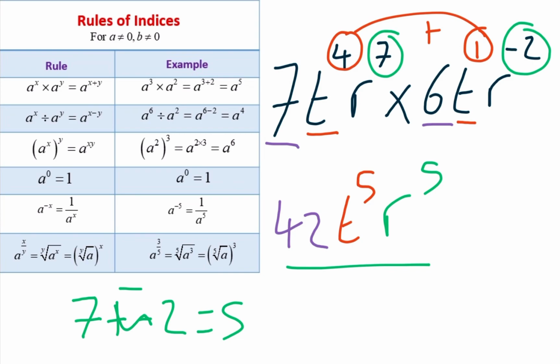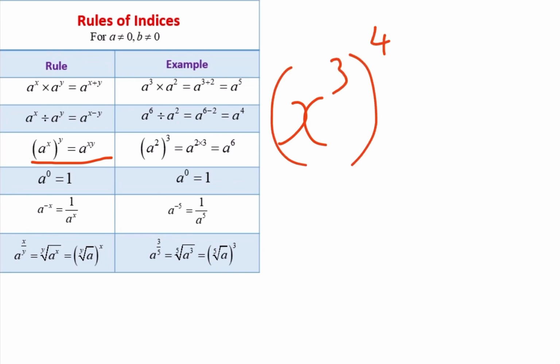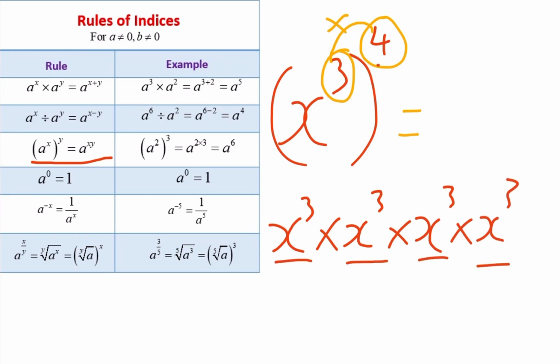Our next index law states that if you've got a power in a bracket with a power on the outside, so a power outside of a power, we circle, connect them, and we multiply them. Because it's the same as me saying, I'll show it to you at the bottom, x^3 times x^3 times x^3 times x^3. We've got 1, 2, 3, 4 of them because it's to the power of 4.